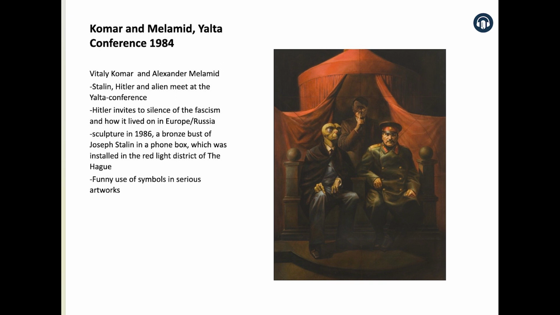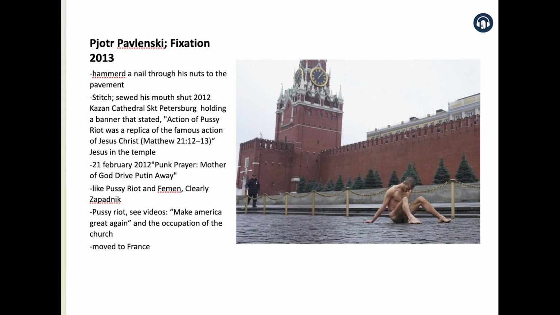Sculpture in 1986, a bronze bust of Joseph Stalin in a phone box, which was installed in the red light district of The Hague. A funny use of symbols in serious artworks. And we continue with a Russian, Pyotr Pavlensky, with Fixation from 2013. He hammered a nail through his scrotum to the pavement, and he made a work called Stitch, where he sewed his mouth shut. About 2012, Kazan Cathedral, St. Petersburg, holding a banner that states Action of Pussy Riot, was a replica of the famous action of Jesus Christ, Matthew 21, 12-13, Jesus in the Temple.